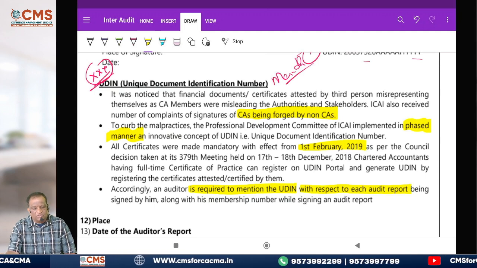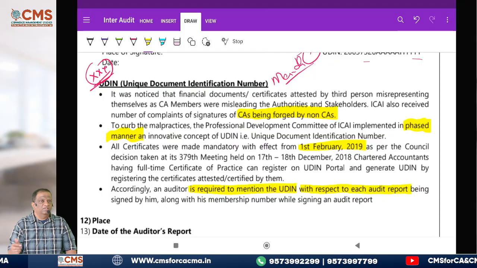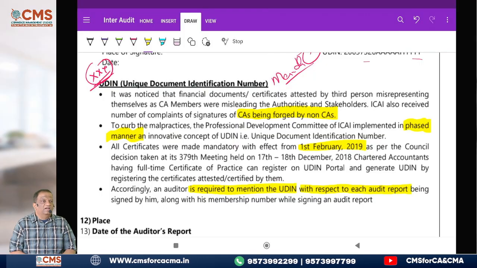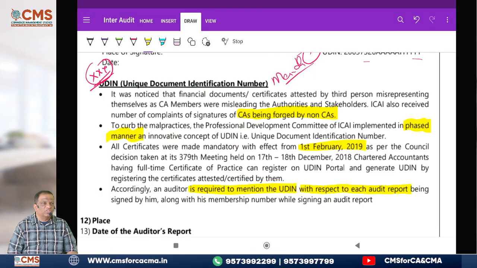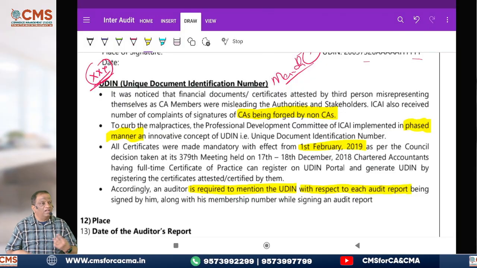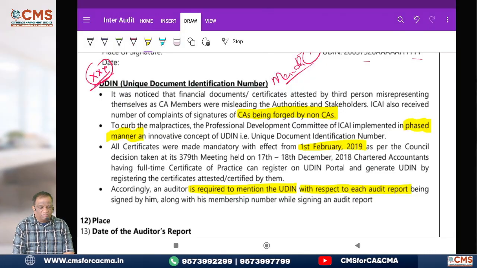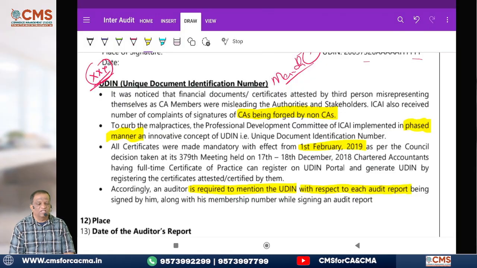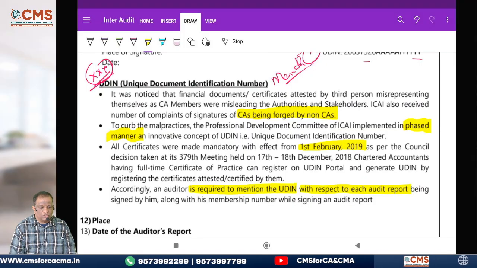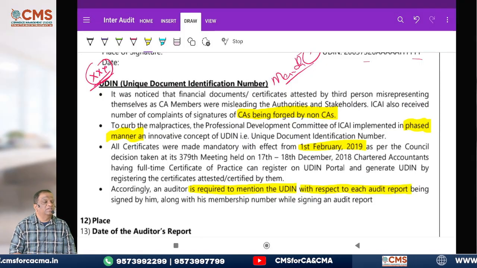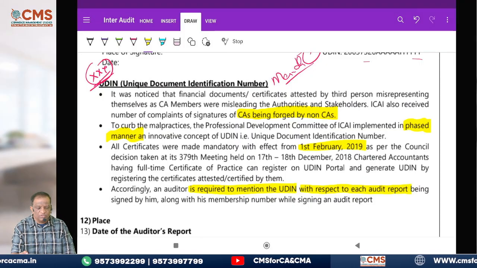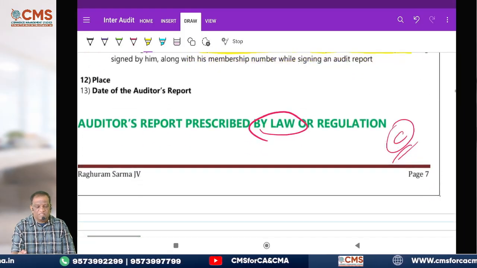Because for logging into that portal, for creating the number, you require credentials. And those credentials, whenever you punch them in, are validated at the back end by ICAI: membership number, your COP number and all. So that way, an outsider can be rest assured that this is actually signed by a chartered accountant. That is the purpose of UDIN. And the place and date.